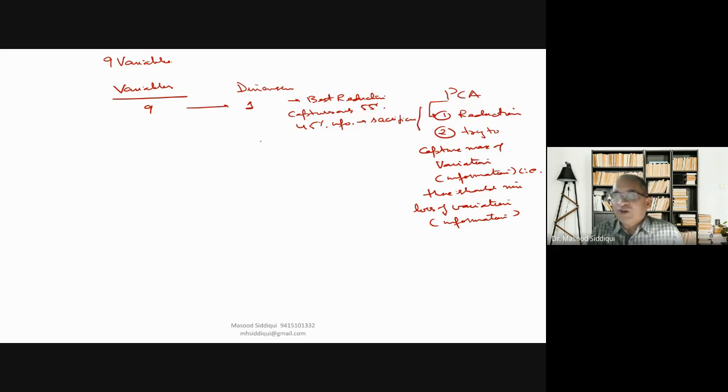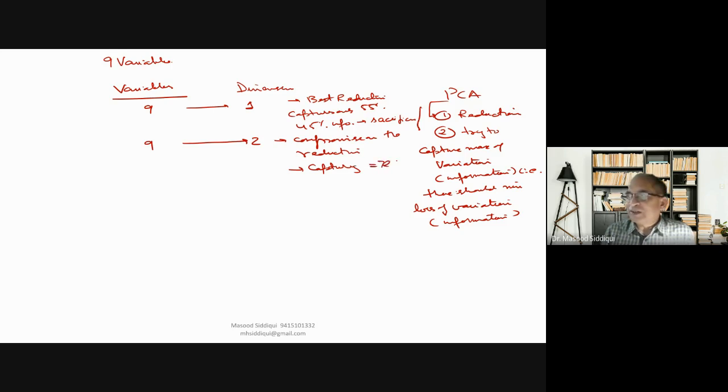Right? So now we consider the second case. Now we compromise on the reduction. So 9 variables have been reduced to 2 dimensions. So there is a compromise on the reduction. But as from the table, now it is capturing 72% of the variation. So now the sacrifice of the variation, the sacrifice of the information, is just 28%.